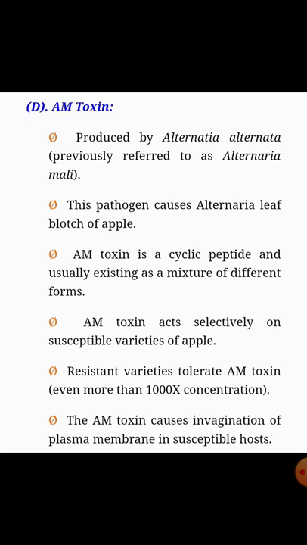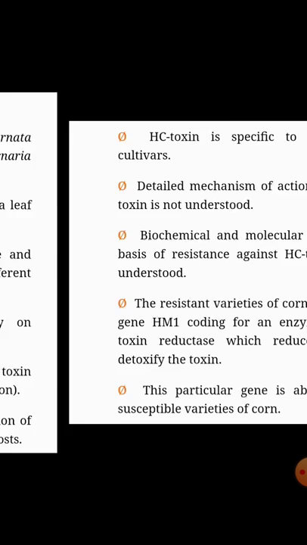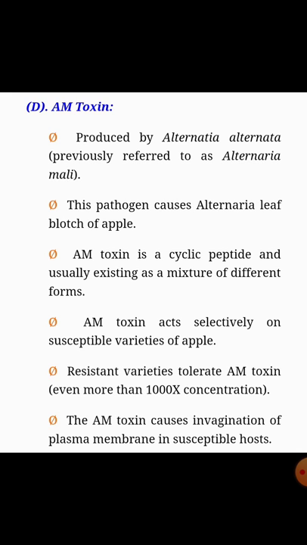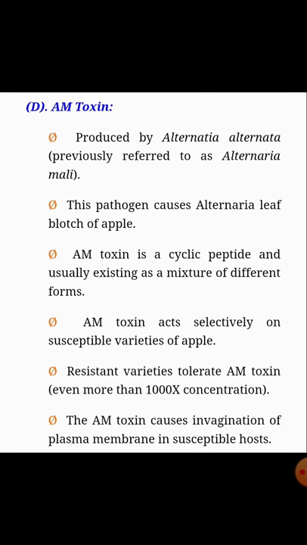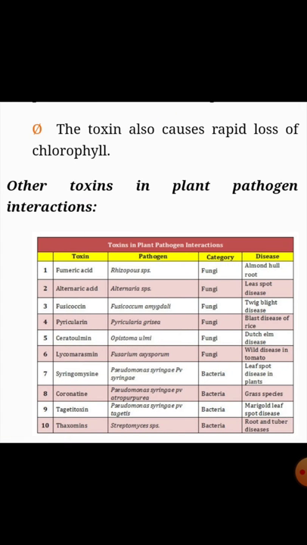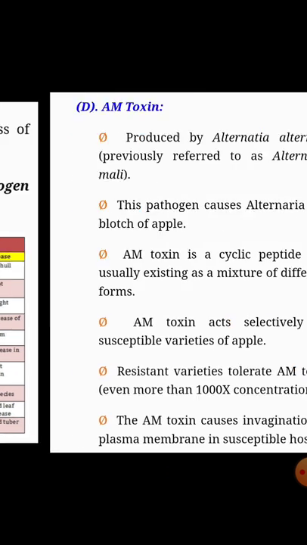Resistant varieties tolerate AM toxin even at more than 1000x concentration. This means they have the ability to restrict the attack of the toxin, even if the concentration of toxin is more than 100,000x, and resistant varieties can still tolerate the effect of the AM toxin. The AM toxin causes invagination. Invagination means to get entered by piercing through the plasma membrane in a susceptible host. The toxin also causes rapid loss of chlorophyll, that is chlorosis, yellowing of leaf. This disease is also caused by this AM toxin.